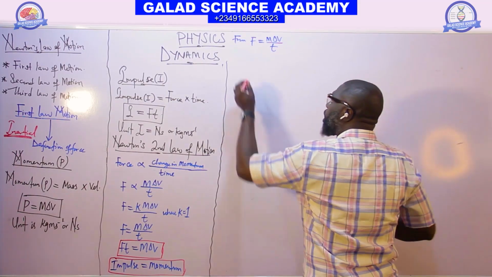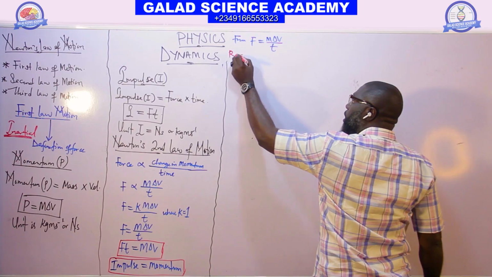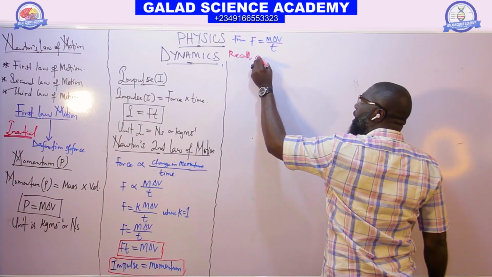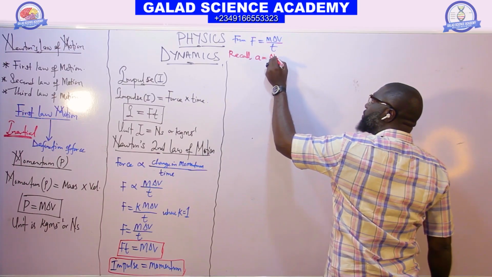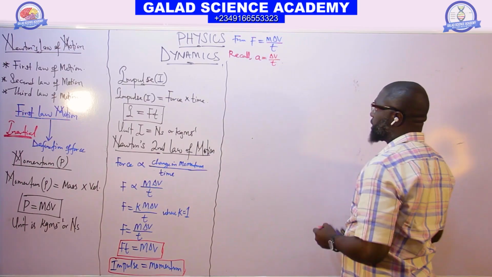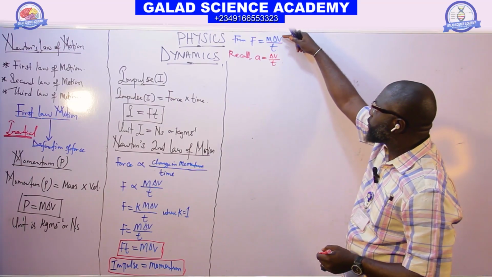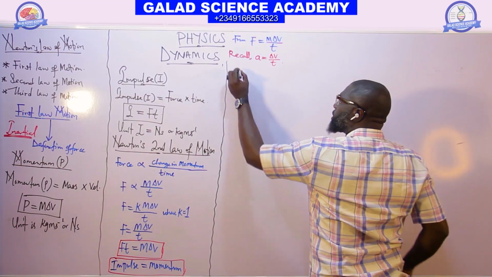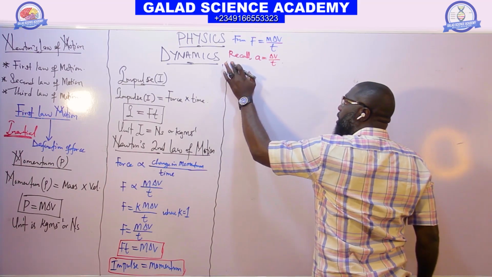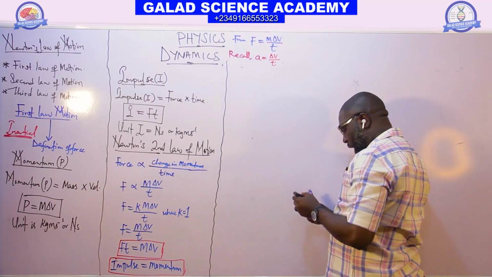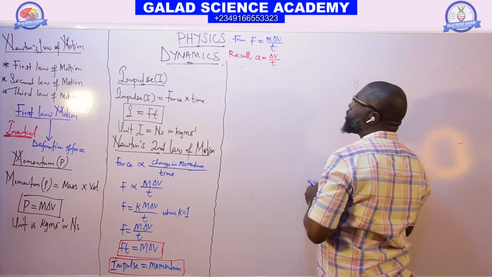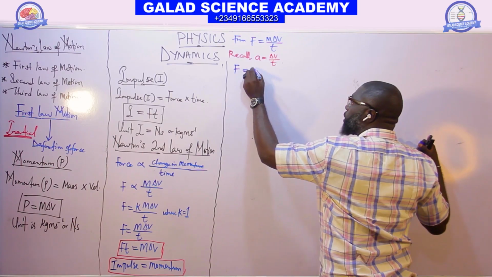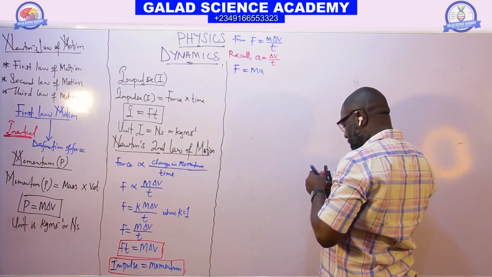Recall that A is equal to change in velocity over T. So let us substitute for change in V over T here. We will later arrive to what we call F should be equal to mass times A.